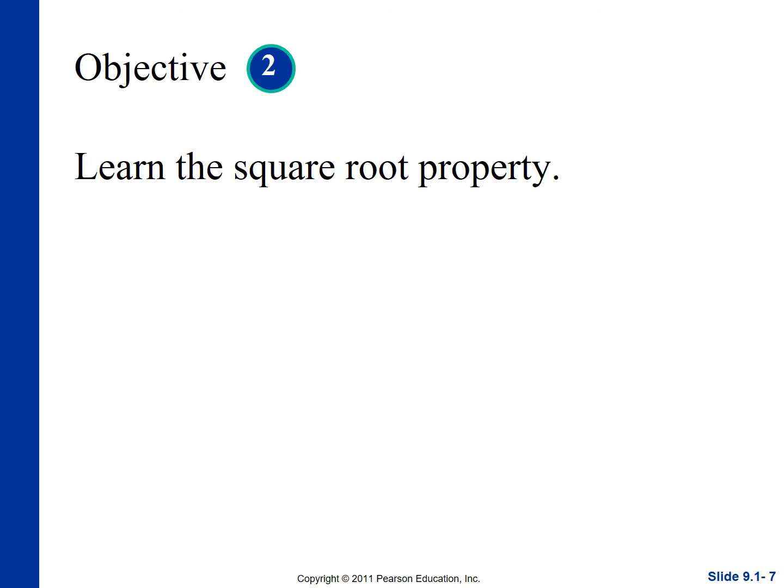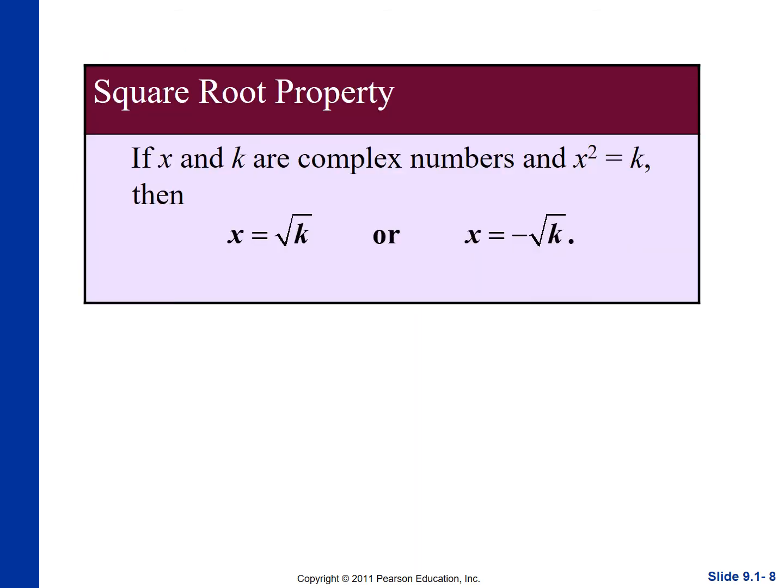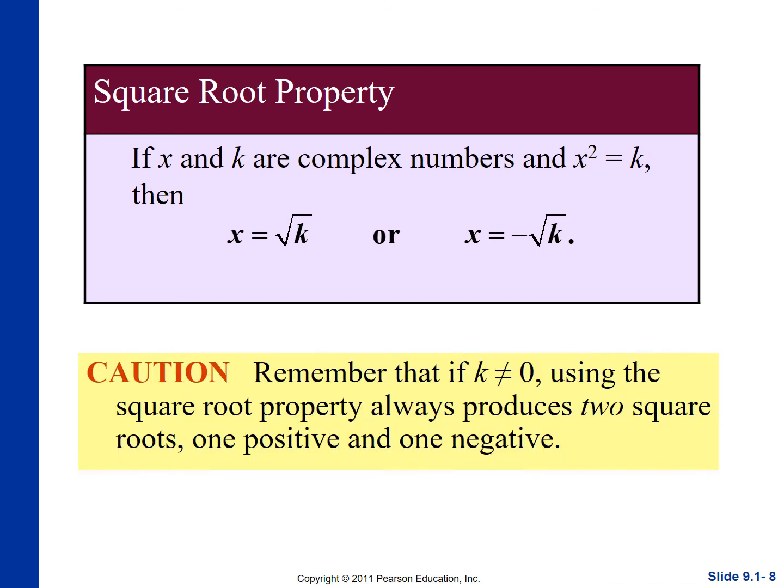Now the square root property basically says if x and k are complex numbers and x squared equals k, then x is equal to the square root of k, or x is equal to the negative square root of k. If k is not equal to 0, using the square root property always produces 2 square roots, one positive and one negative.